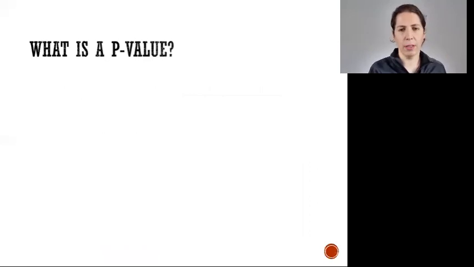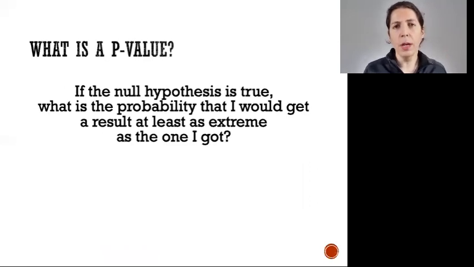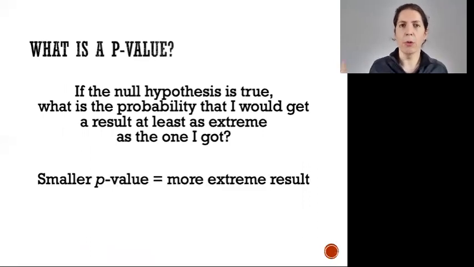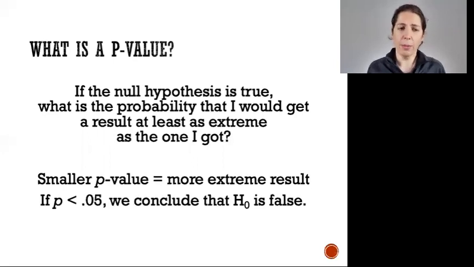So a p-value tells you, if the null hypothesis is true, what is the probability that I would get a result at least as extreme as the one I got? So the smaller the p-value, or rather, the more extreme the result, the smaller the p-value. And we've decided in many fields, including psychology, that if that probability is less than 5%, 0.05 corresponds to 5%, we're going to say, okay, the null hypothesis isn't true then. This is such an unlikely result if the null hypothesis were true that we're going to reject the null hypothesis.